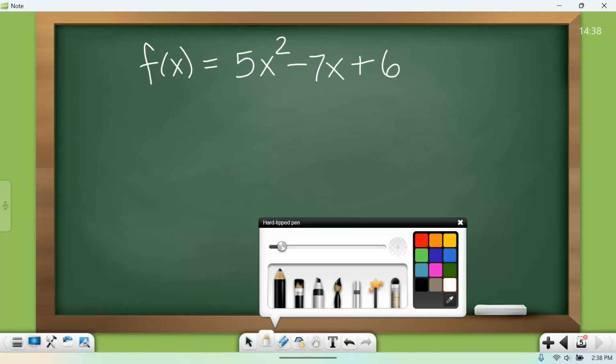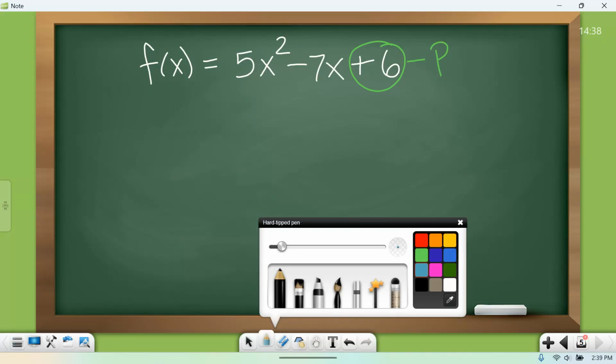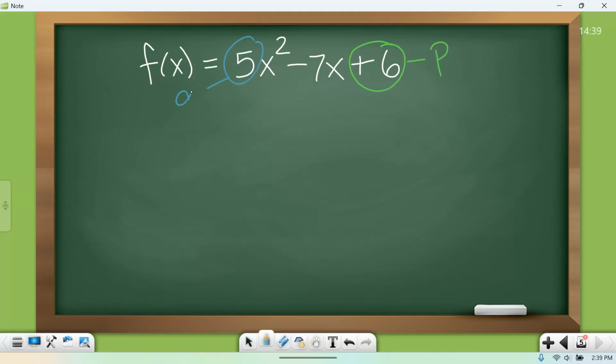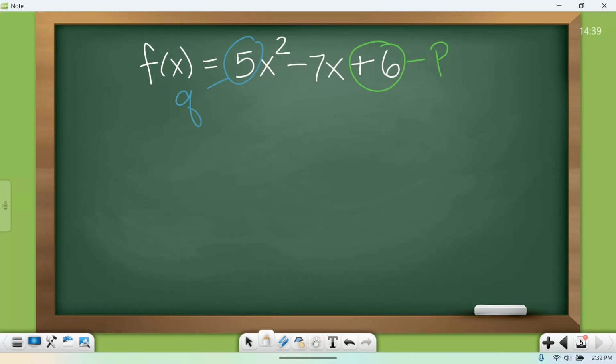What my p is going to be is the constant, right? That's p. And the q is going to be 5 here. So what I'm going to do is I'm going to do the same thing. I'm going to factor them. I'm going to do this the quick way now that I showed you the long way. What are the possible factors of positive 6? This is the quick way. 1, 2, 3, and 6, right?